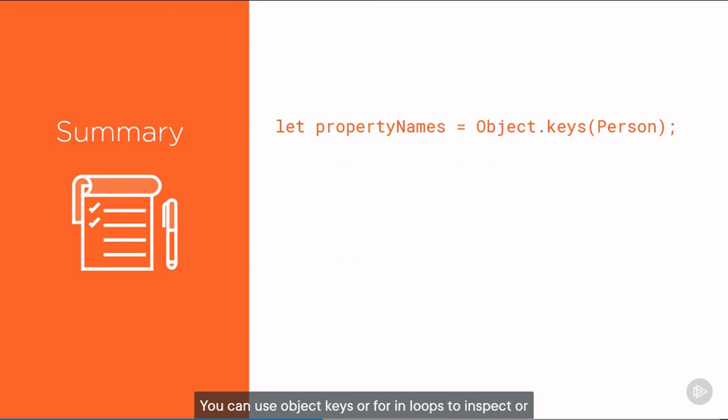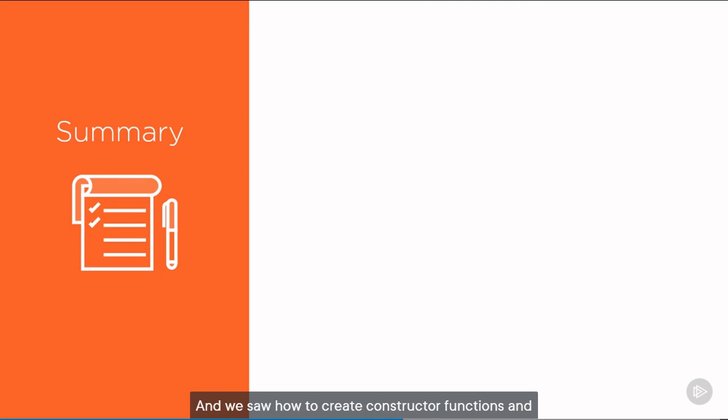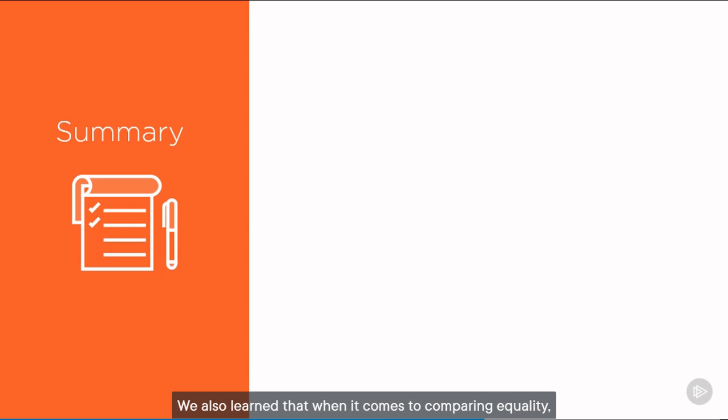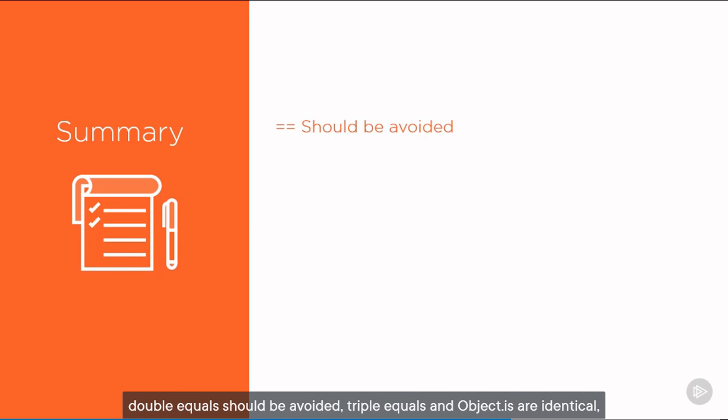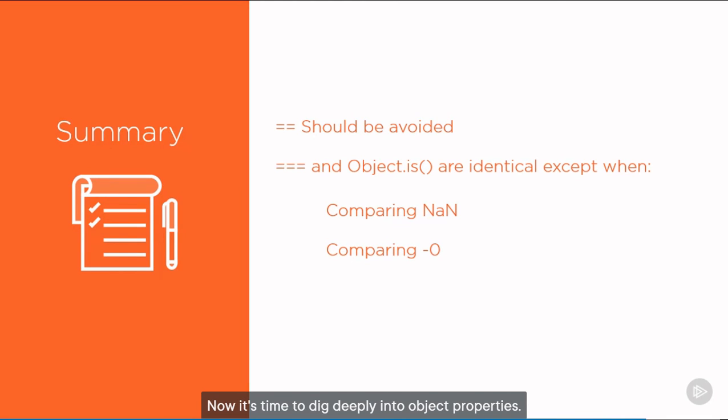You can use Object.keys or for-in loops to inspect or loop over property names in an object. And we saw how to create constructor functions and use them to create new objects. We also learned that when it comes to comparing equality, double equals should be avoided. Triple equals and Object.is are identical, except when comparing NaN and comparing -0. Now it's time to dig deeply into object properties. There's a lot more to learn about object properties than you might think, so let's take a look.